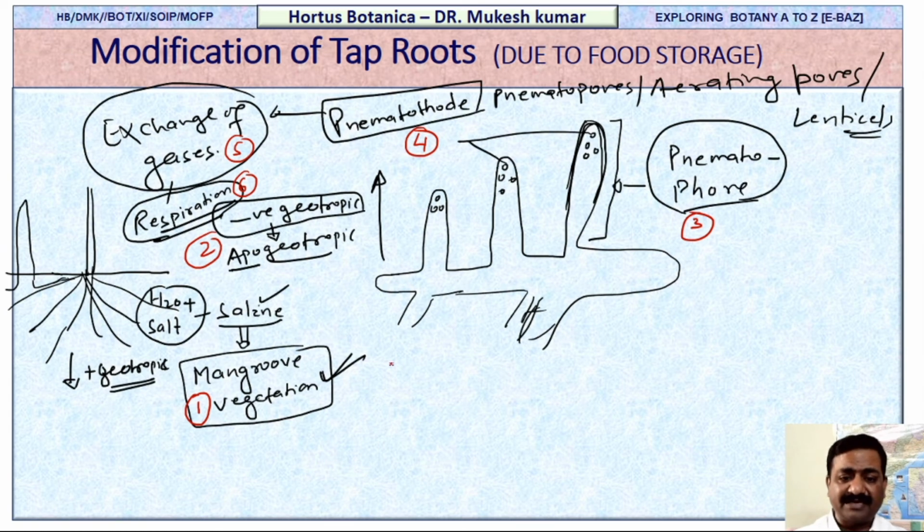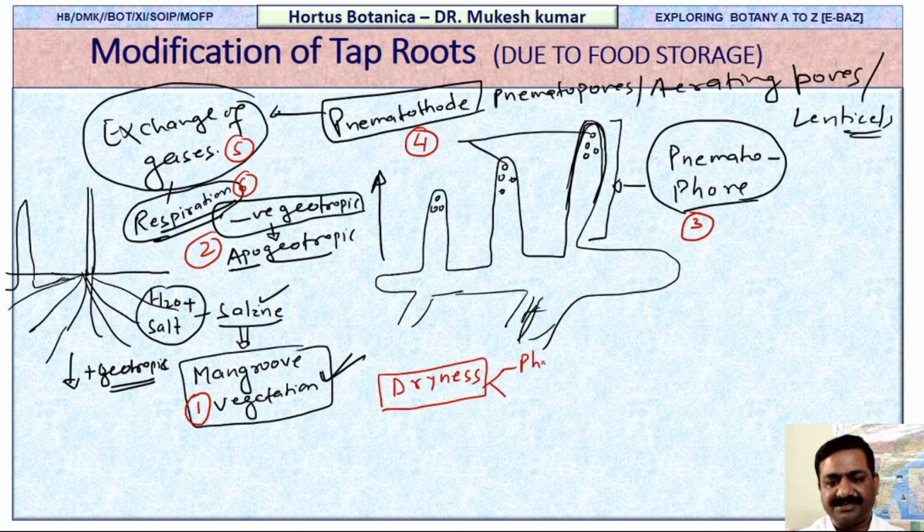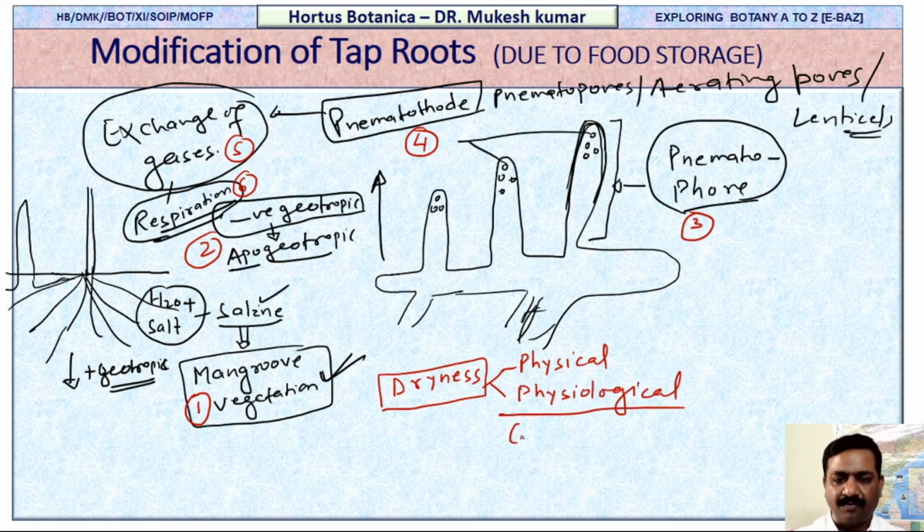One thing more. What happened? We have dryness. This dryness is of two types. One is the physical dryness. Another one is the physiological dryness. So what do you think here? Water is present, okay, water is present but unused. You can't use this water. That's why this type of dryness is called physiological dryness.